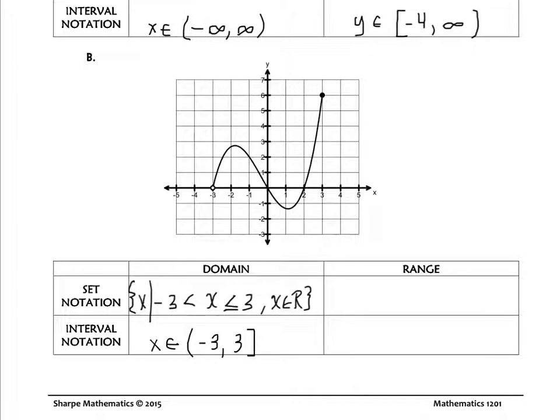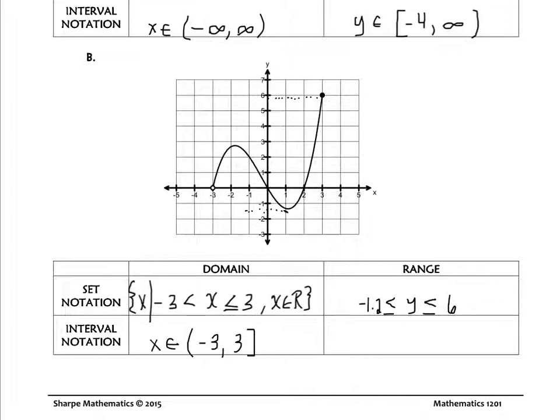For the range, if you look at the y values, now the y value is a little hard to read here for this one. The lowest y value looks like not quite negative 1.5, but let's say negative 1.2, up to about 6. So we're going to have to approximate. So y is bigger than or equal to negative 1.2 and less than or equal to 6.